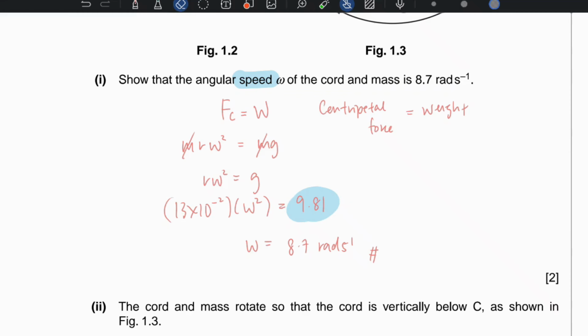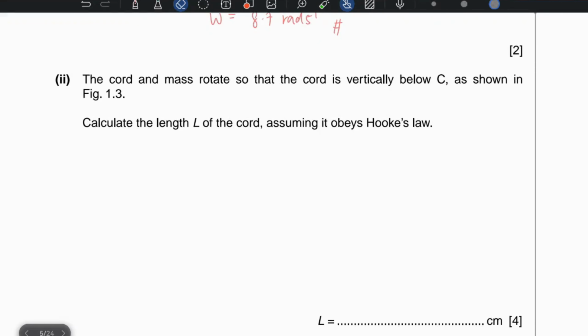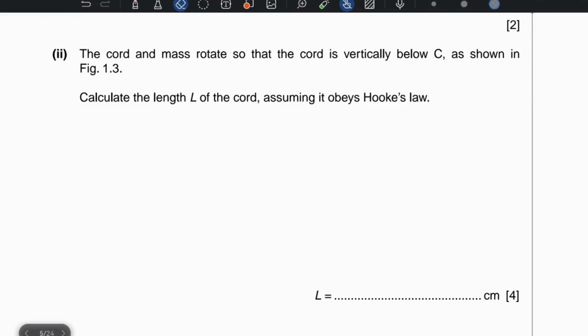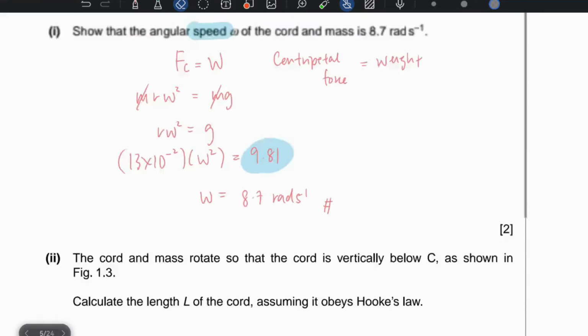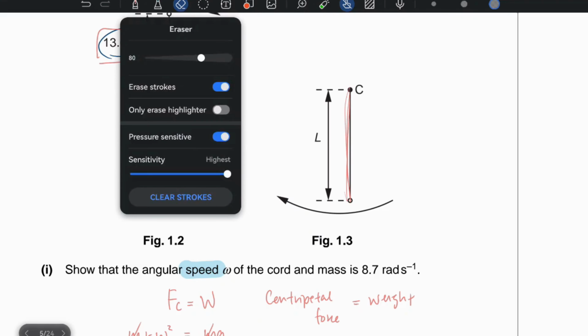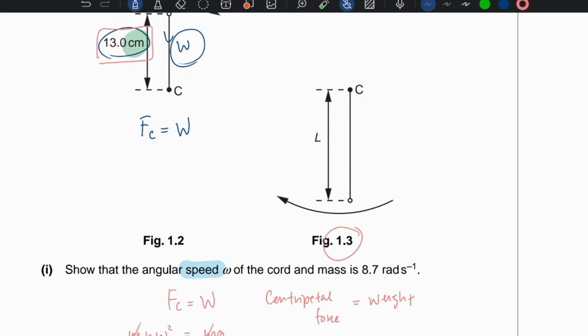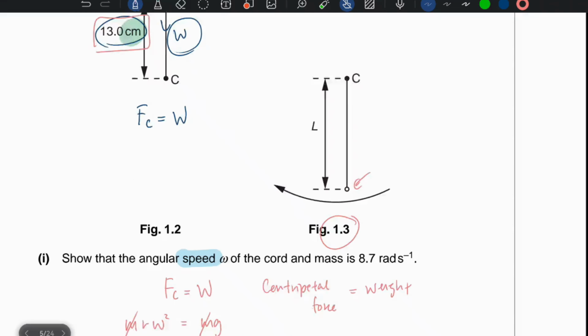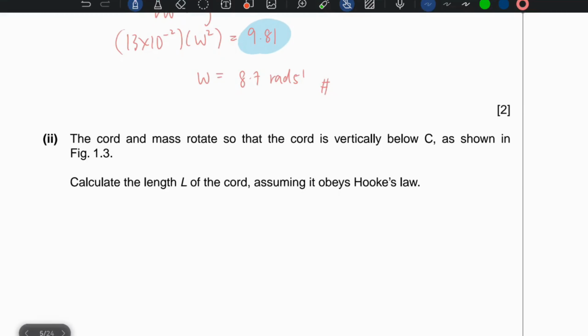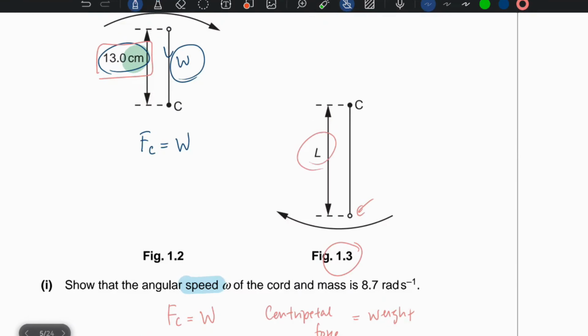Okay, right, now to the best part of the question, Roman 2. It's 4 marks also, you know. But it's actually doable if you understand how it works. The cord and mass rotate so that the cord is vertically below C, as shown in figure 1.3. Vertically below C. Okay, your mass is here. Calculate the length L of the cord, assuming it obeys Hooke's law. They want us to find what is L.